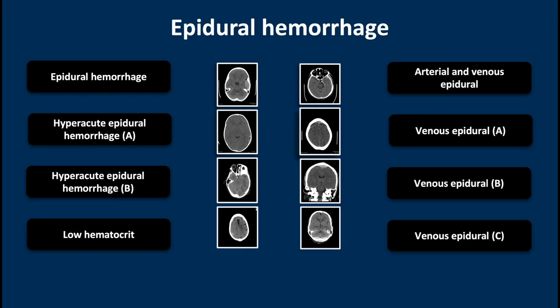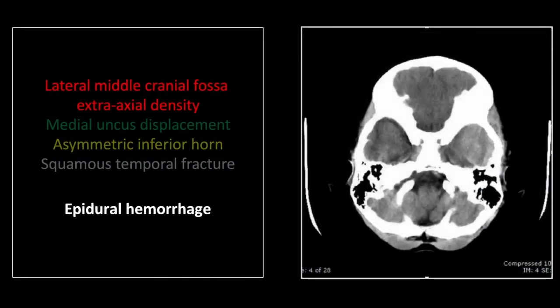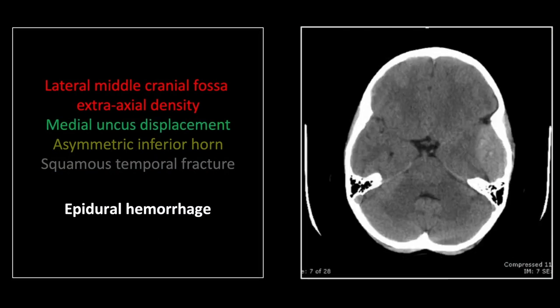Our topic for this session is epidural hemorrhage. Our first case is a classic epidural hemorrhage you see starting here in the floor of the lateral middle cranial fossa. There is an extraaxial lentiform hyperdensity consistent with an epidural hemorrhage.